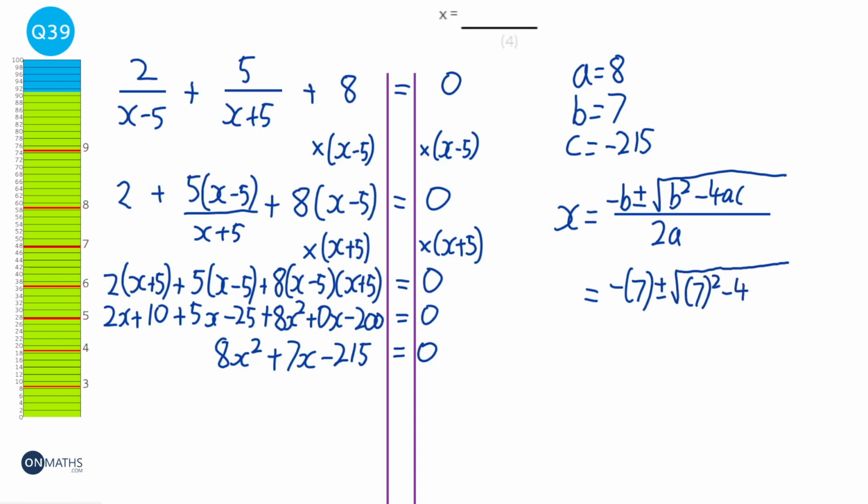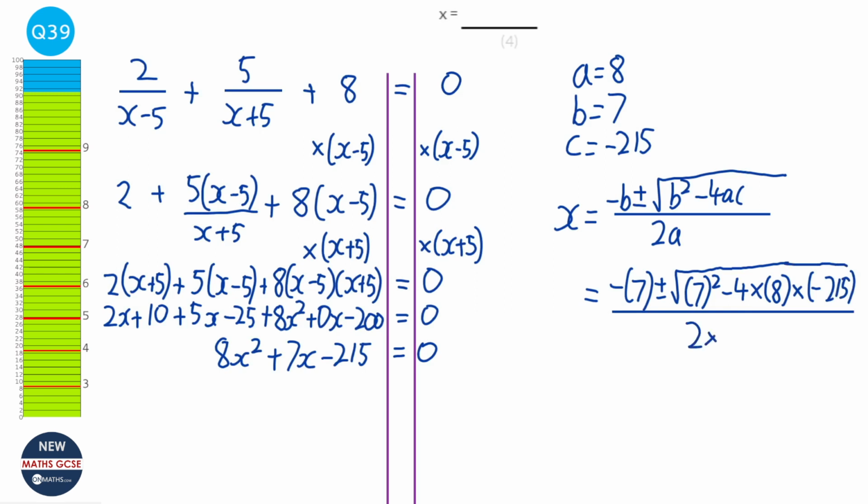Minus 4 times, and then a is 8 times, and then c is minus 215. And students get into problems when they don't put them into brackets. But if you put them into brackets, you'll always be covered.